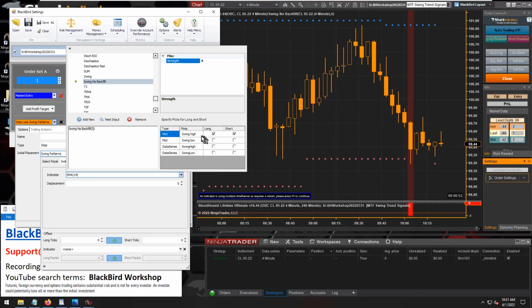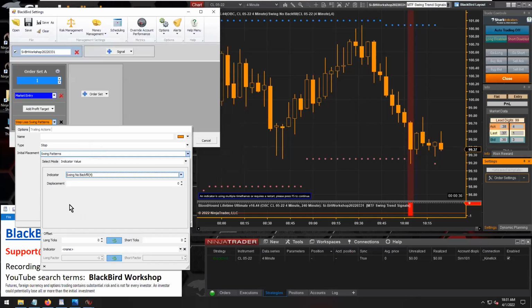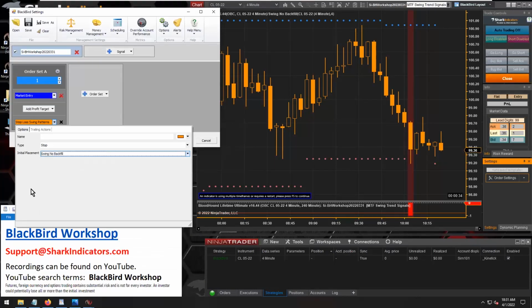And now we have to figure out which swing points we are using. For a long trade, we're using the swing lows. Makes sense. And for a short trade, we're using the swing highs. So there we go, we got that selected. That's the first place where we switched over to the swing no backfill.